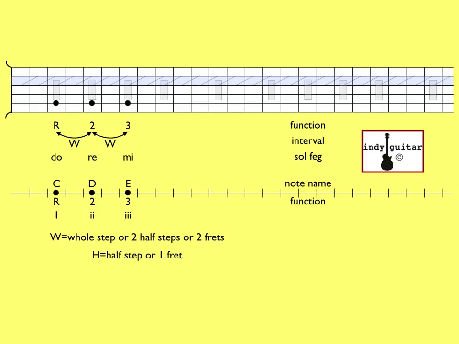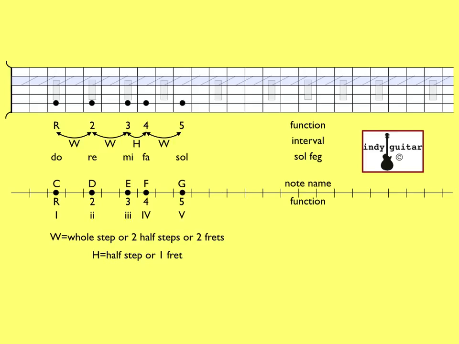The 3 is another whole step. Do, re, mi. Okay, from 3 to 4, fa is a half step. Most people already know this, but they don't know what it means or what to do with it. I'll show you that as we go.